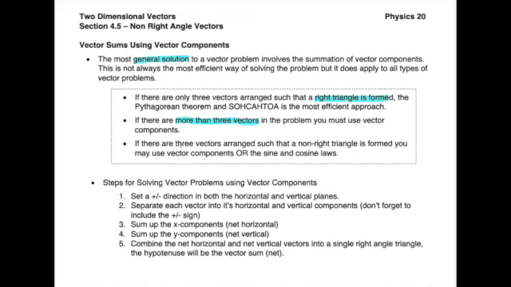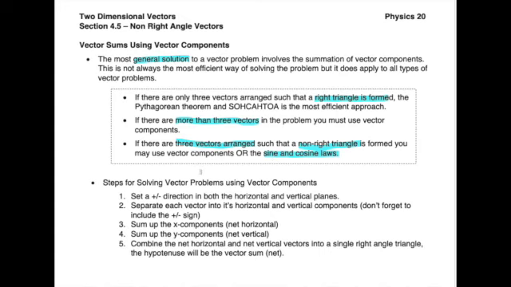The last case, and this is the one that's going to be most common in this section, is if you have three vectors that are arranged such that a non-right triangle is formed. So they will be similar triangles to the ones we've done before, except that there won't be a right angle in those. So here we have two options. One is you can use vector components, and it's going to be a perfectly good way of doing those. You can also use something called the sine and cosine law. Now these are on your formula sheet, and we'll go through those in a few minutes here. We'll start with vector components though.